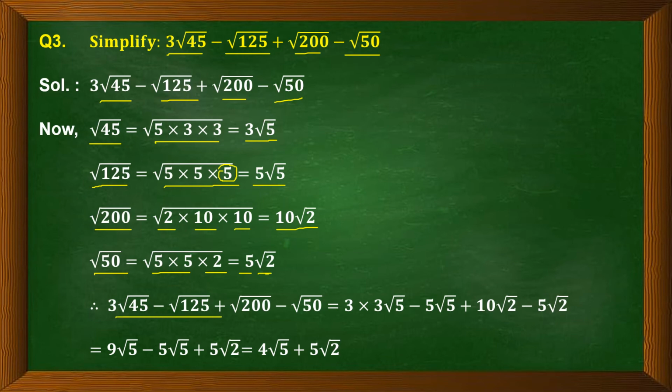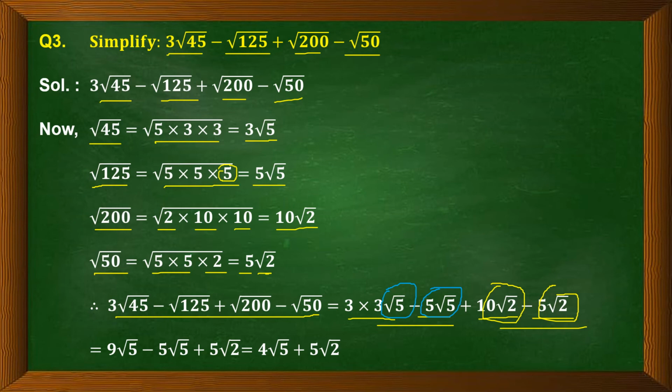Now the entire expression can be written in the simplest form as 3 into 3 root 5 minus 5 root 5 plus 10 root 2 minus 5 root 2. Now over here if you see, these are like irrational numbers, right? Root 5 and root 5, and over here we have root 2 and root 2. So these both are like irrational numbers and these both are like irrational numbers.